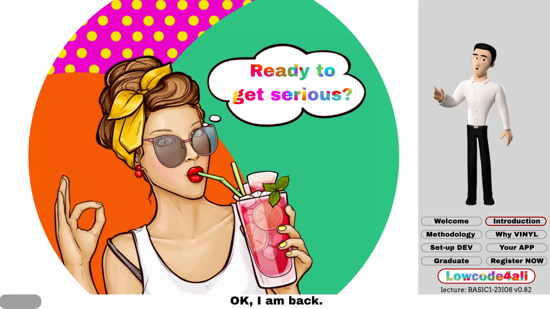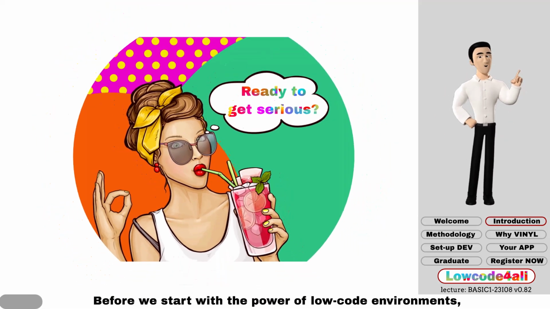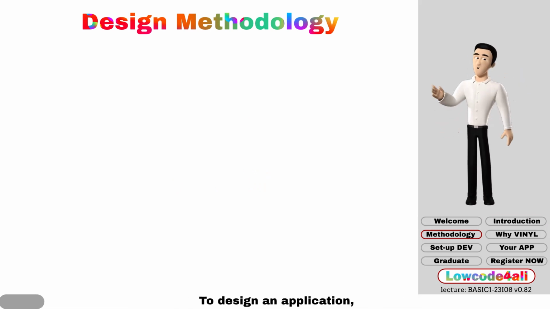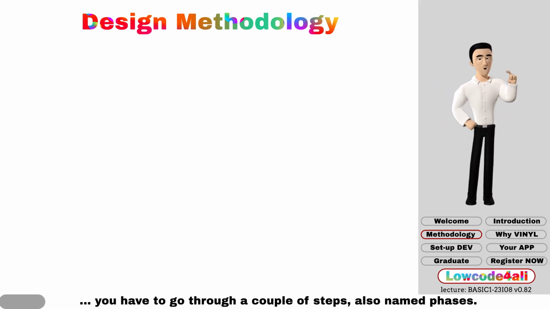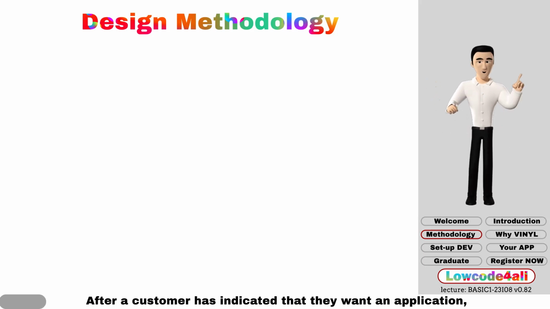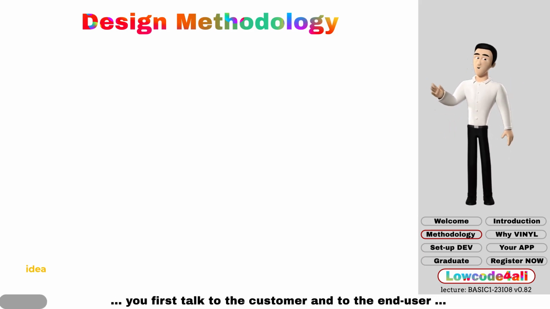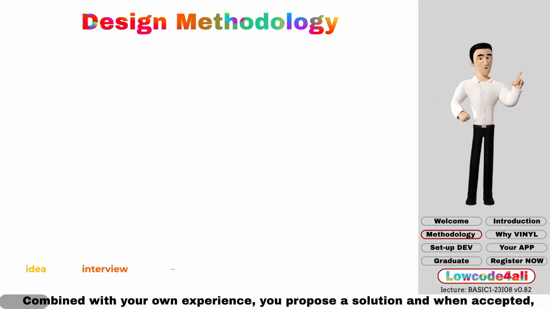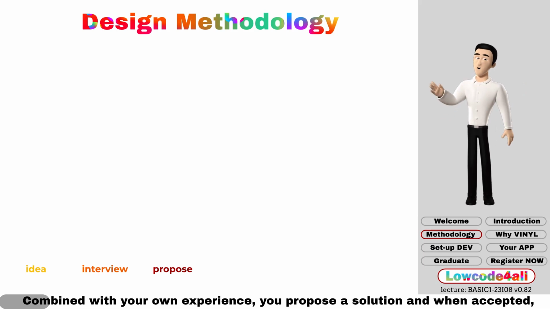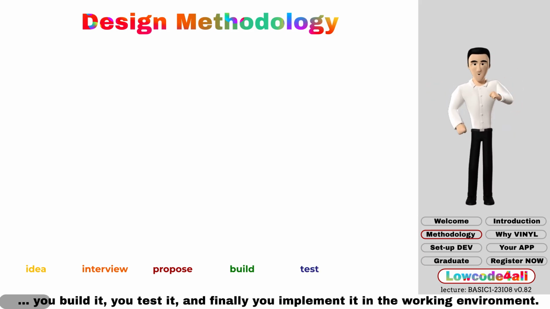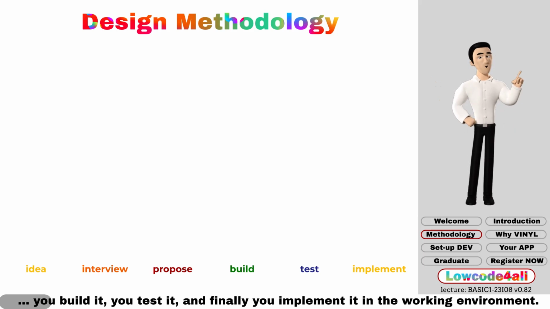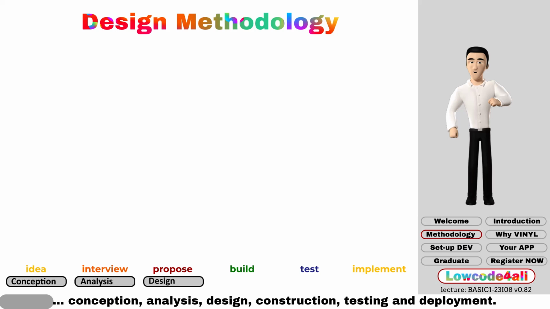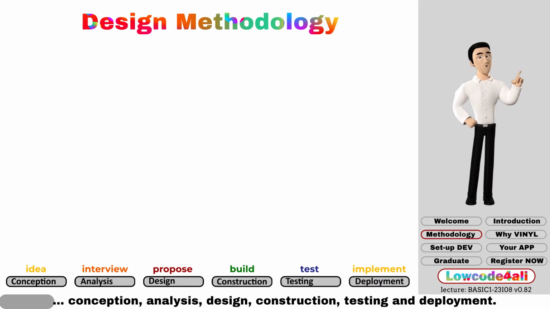Okay, I am back. Before we start with the power of low-code environments, let's have a look at our design methodology. To design an application, you have to go through a couple of steps, also named phases. After a customer has indicated that they want an application, you first talk to the customer and to the end user about what they are looking for. Combined with your own experience, you propose a solution and when accepted, you build it, you test it, and finally you implement it in the working environment. These phases can be called conception, analysis, design, construction, testing, and deployment.